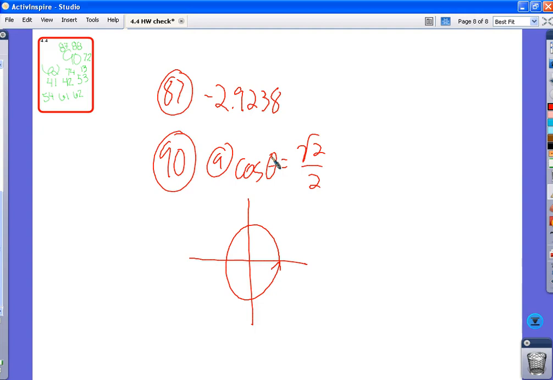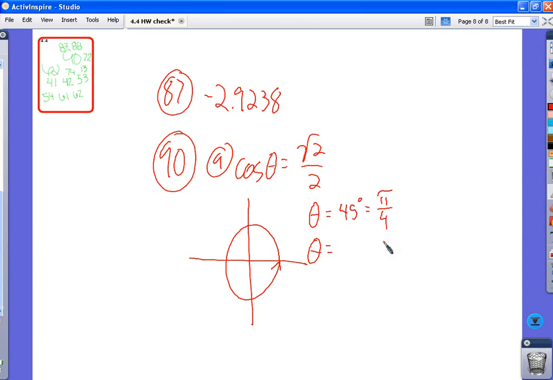90? Does it have a cosine of root 2 over 2? No. 45. Yes, 45 has a cosine of root 2 over 2. So that works. Which, in radians, is pi over 4.